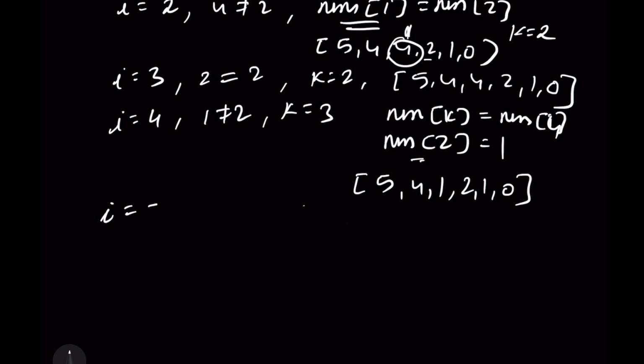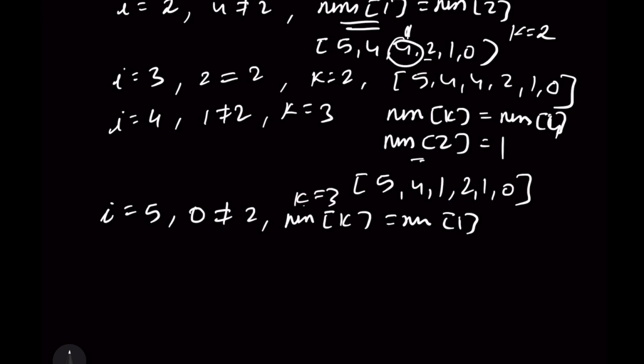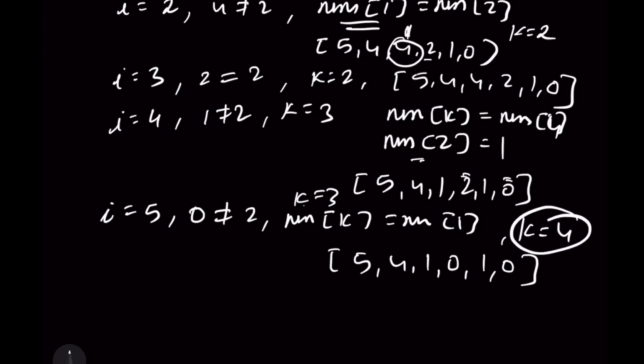When i is equal to 5, 0 will not be equal to 2. So nums of k will become nums of i. What is nums of k here? k has a value of 3 here. So 0, 1, 2, 3. This value will become this value. So it will become 5, 4, 1, 0, 1. And our k will be updated by +1, so k will become 4. And we will return this k value, which is currently 4.